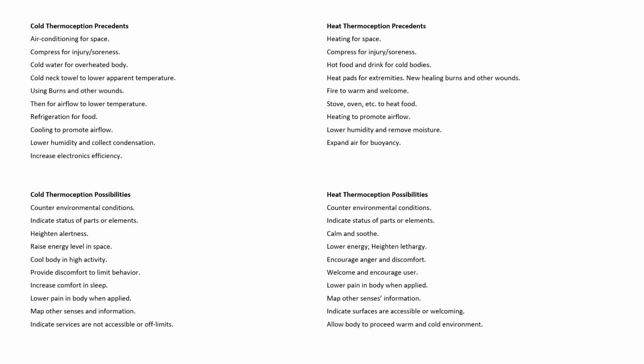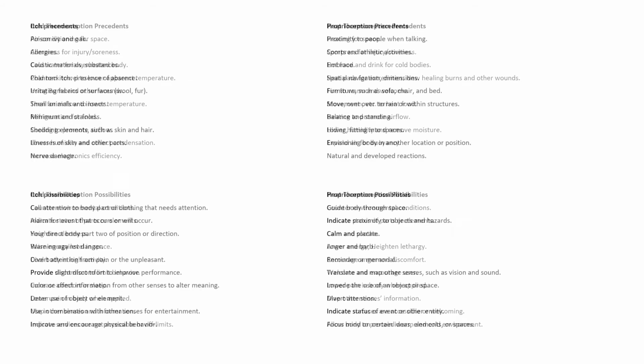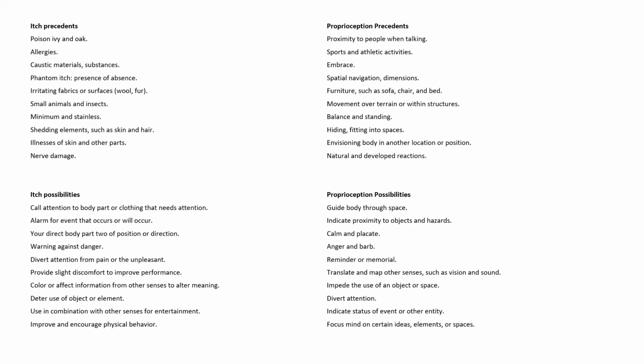Cold thermoception occurs with the differential of temperature at the Krause end bulb sensor throughout the body. Heat thermoception occurs with higher temperatures above a certain limit in the group C nerve fibers. Itch is a sense produced by histamine-inducing irritation of unmyelinated C fibers.